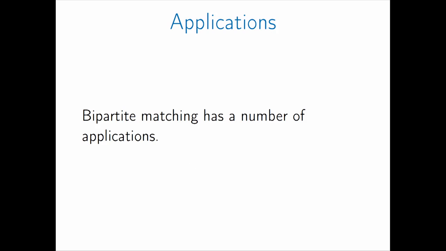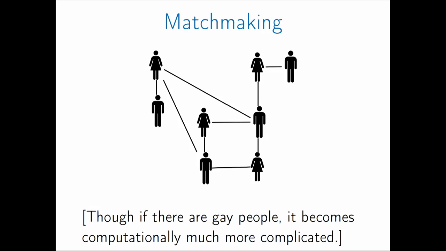Fine. So let's talk about applications. Bipartite matching actually has a bunch of applications. One thing maybe is matchmaking. Suppose you have a bunch of men and women, some pairs of them are attracted to each other, and you would like to pair them off into as many possible couples as possible, such that nobody's dating more than one person at the same time.